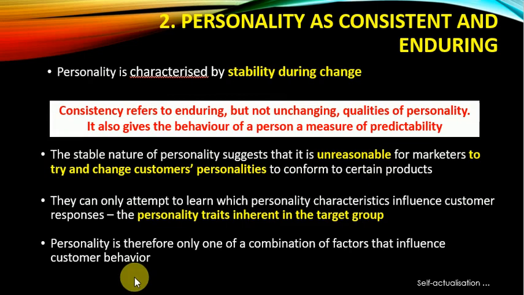Secondly, our personalities have a consistency about them. Our personality is definitely categorized by a stability during changes. And that stability of your personality makes it unreasonable for marketers to try and change a customer's personality. You cannot change the customer's personality, but you can change how they react in a specific situation. They are not going to change their personality, they might change their behavior based on a particular situation.